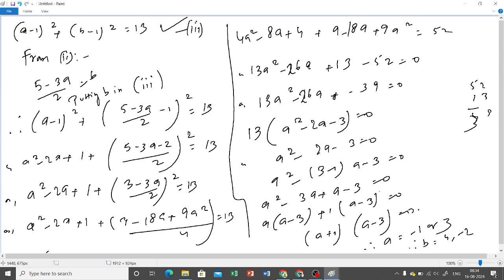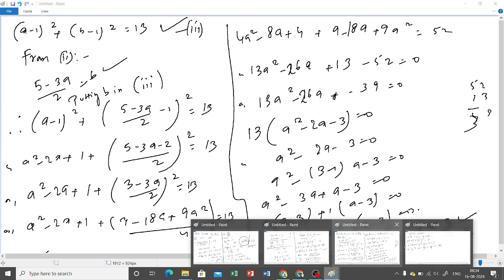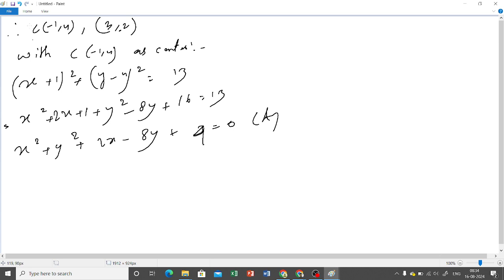On solving this, we get two values of a. One is minus 1 and the other is 3. When a is minus 1, b is 4, and when a is 3, b is minus 2. So now what are the centers we have? We have the centers as minus 1 comma 4 and 3 comma 2. With 3 comma 2 we have already found the equation. We need to find it with minus 1 comma 4. So when you do it with minus 1 comma 4, this is the answer that you get.